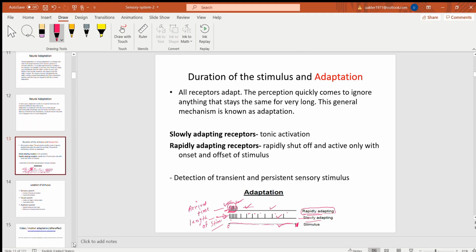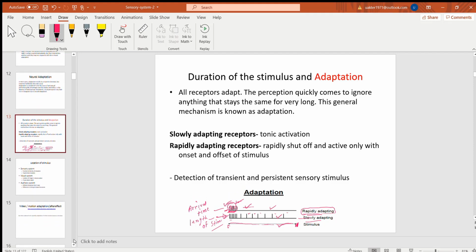Okay, so I'll stop here, and in the next lecture I'll talk about the auditory stimulus and the anatomy of the ear.